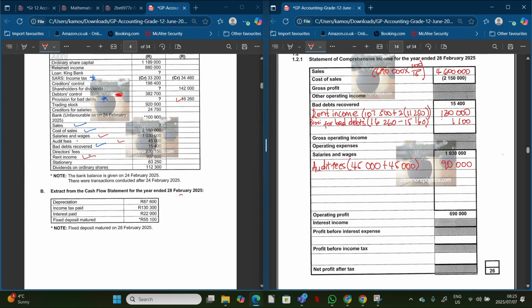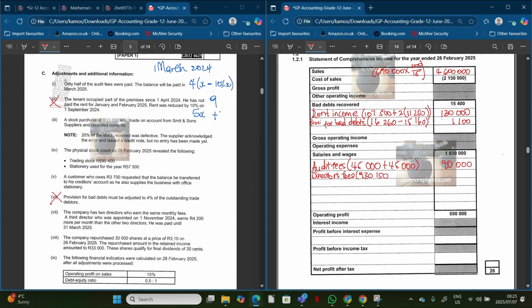So audit fees, we are done. Then now, where do we go after this? We go to director's fees. So director's fees is basically given to us as what? 930,150. So now, I want us to look at something. We need to check its adjustment, obviously, right? So I'm just going to take that out since we're done with it.